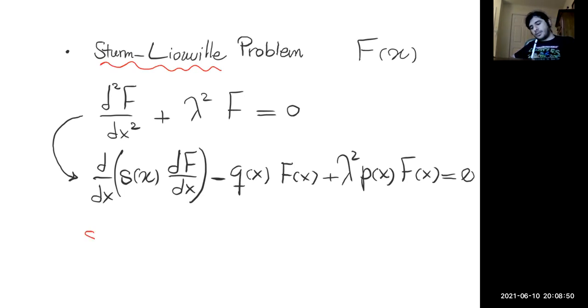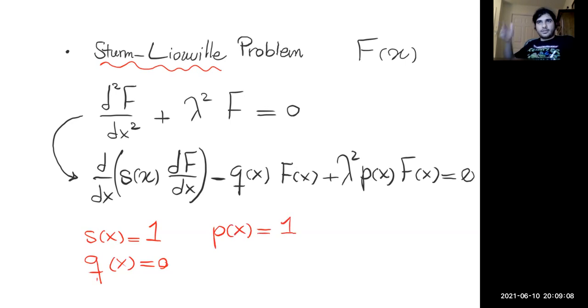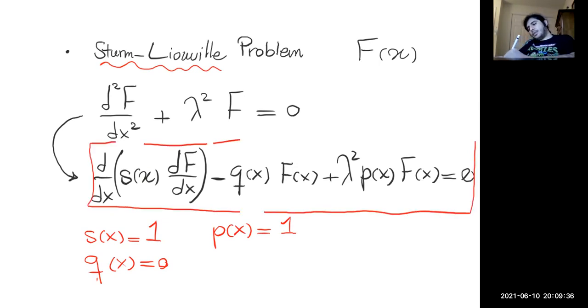The form we saw: if we let s of x be the constant 1, if we fix q of x to be the constant 0, and p of x to be the constant 1, we would get the equation that we solved. Because if s is 1, d of this thing, which is the second derivative, is just what we had. We did not have this term, so if q is 0, this term disappears. And we had lambda squared f, so if p is 1, that term just becomes lambda squared f. So what we solved is a special case of a more general equation called the Sturm-Liouville equation.